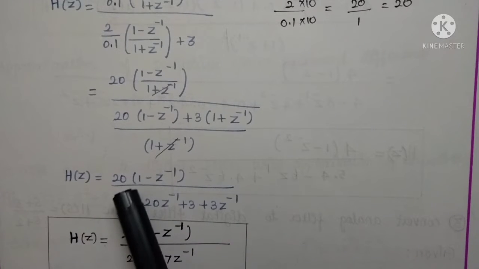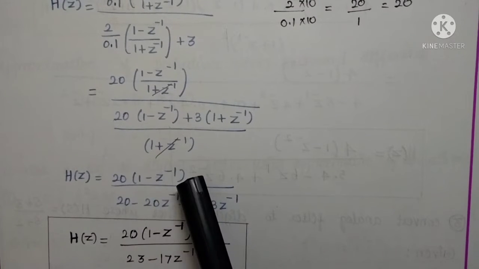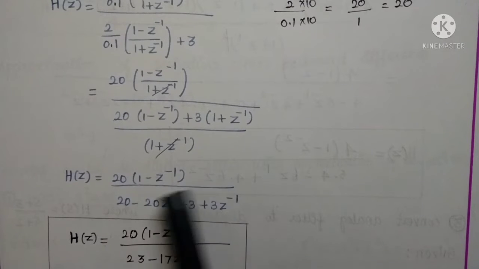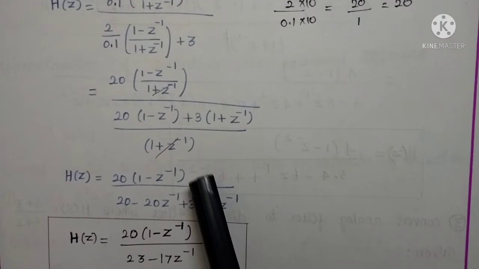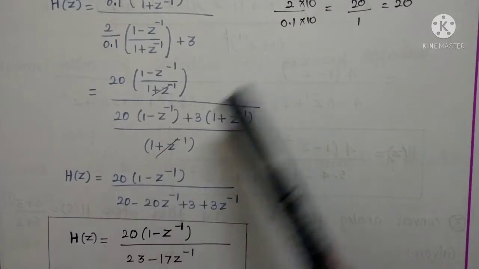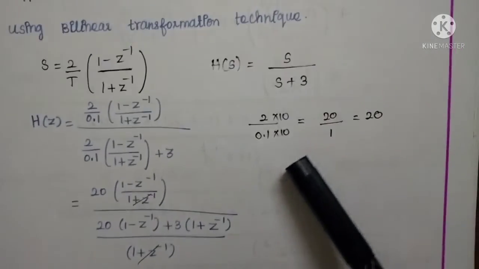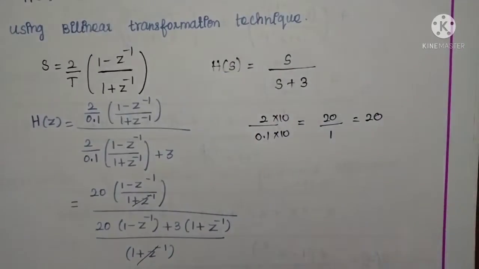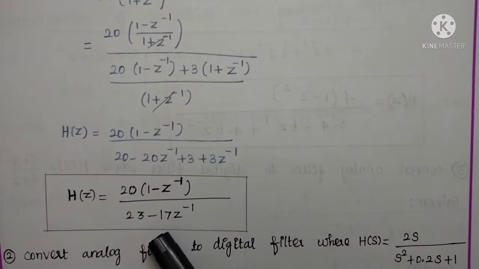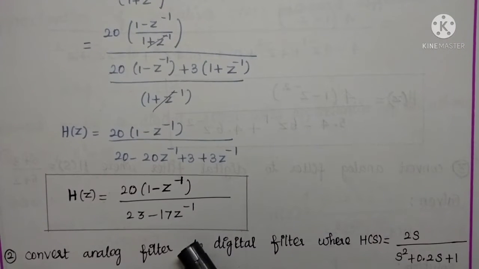In the numerator we will have 20 into 1 minus Z inverse. This you can also write as 20 minus 20 Z inverse. So our H of S has been replaced as H of Z, which represents this is a digital filter transfer function.